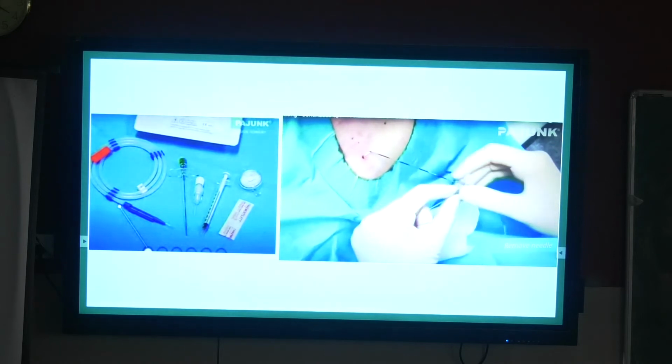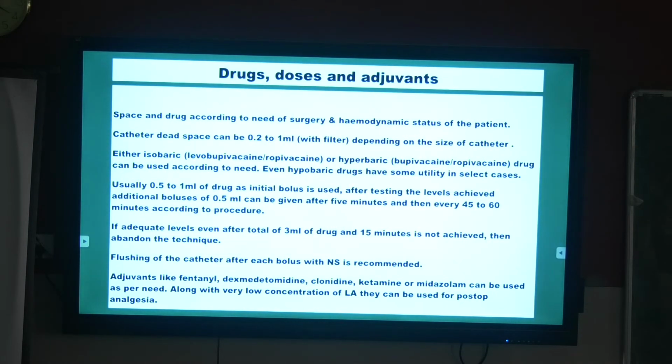Another technique is same as we have done. I will skip it. Drug doses according to the need of the surgery. Catheter dead space can be 0.2 to 1 ml. As I have demonstrated, the dead space of our epidural catheter was 1 ml. Usually 0.5 to 1 ml of the drug as the initial bolus. Then after testing the level, you can give increments of 0.5 ml.